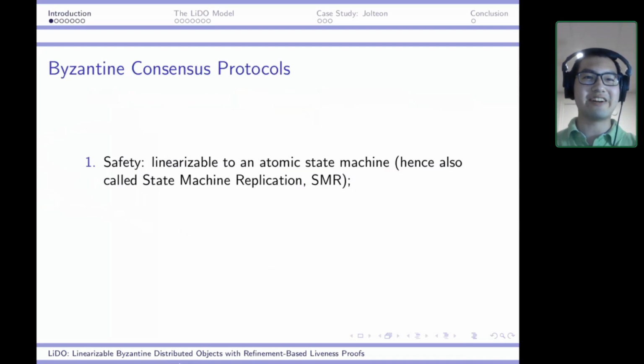So for some background of our work, I will begin from an introduction of Byzantine consensus protocols. A consensus protocol is an algorithm that makes a group of networking nodes behave as if they were a single atomic state machine. Of course, any networking system cannot be truly atomic, since you always have latency between submitting requests and receiving results. And so the correctness condition is defined by the well-known concept of linearizability, which says any network trace is linearizable to an atomic state machine. And so it's also called a state machine replication algorithm, or SMR.